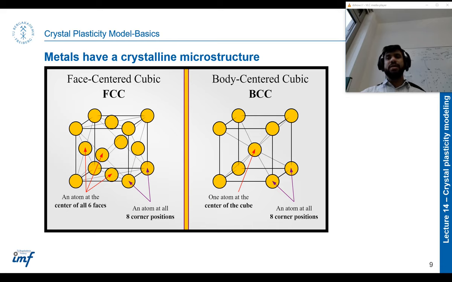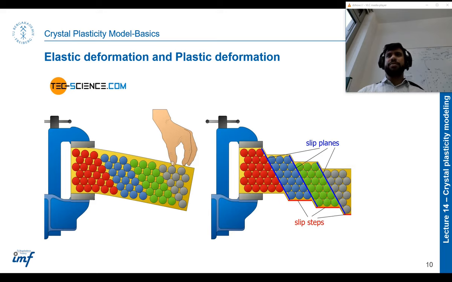and what the compact planes are, and on which it is easier for the slip to occur, and so on and so on. So yeah, metals have a crystalline microstructure, and when we apply load on them, there are two kinds of deformations. In the first one here, you can see that it is only elastic deformation, where the atoms do not change their position with respect to each other, but rather the distance or the bond between them is slightly elongated. So if you remove the force here, the atoms will come back to their original position and the material will seem like it has not been deformed.